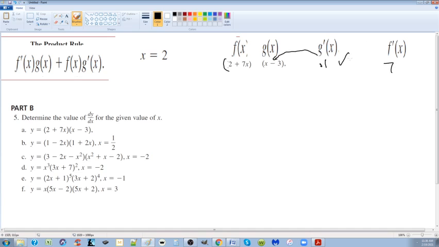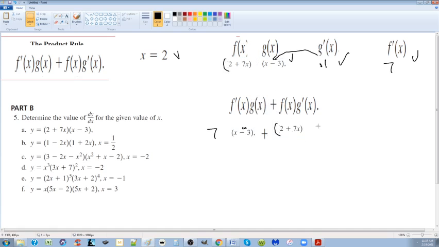Now that I have each thing figured out, I can take a lovely copy of my product rule and replace each thing with that. Bring down my plus. Don't forget your plus. And each thing like that. How easy is that? Just make sure. See, now this is 1. There's no need to even include it. Boom. I now have a derivative equation, and I can just plug 2 right in.